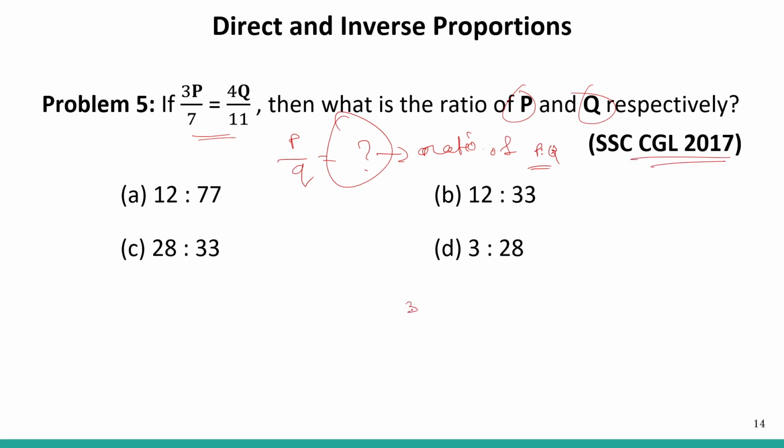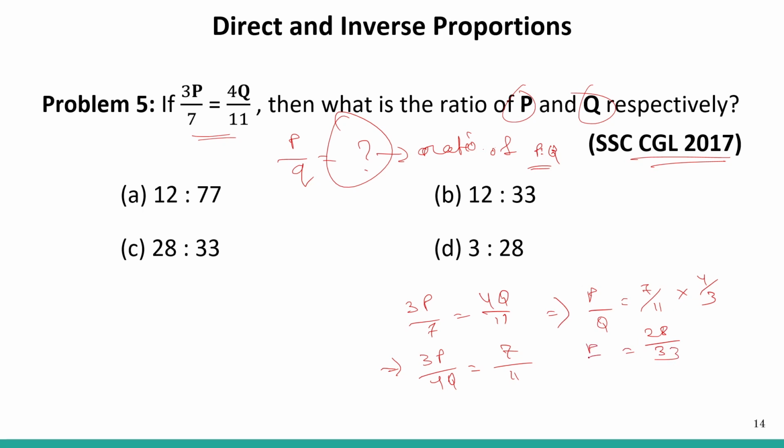So given that 3p by 7 is equal to 4q by 11, this will be 3p by 4q equals 7 by 11. This implies that p by q is equal to 7 by 11 into 4 by 3. So this will be 7 into 4, which is 28 by 33. So p by q is nothing but 28 by 33. So p is to q is equal to 28 is to 33.